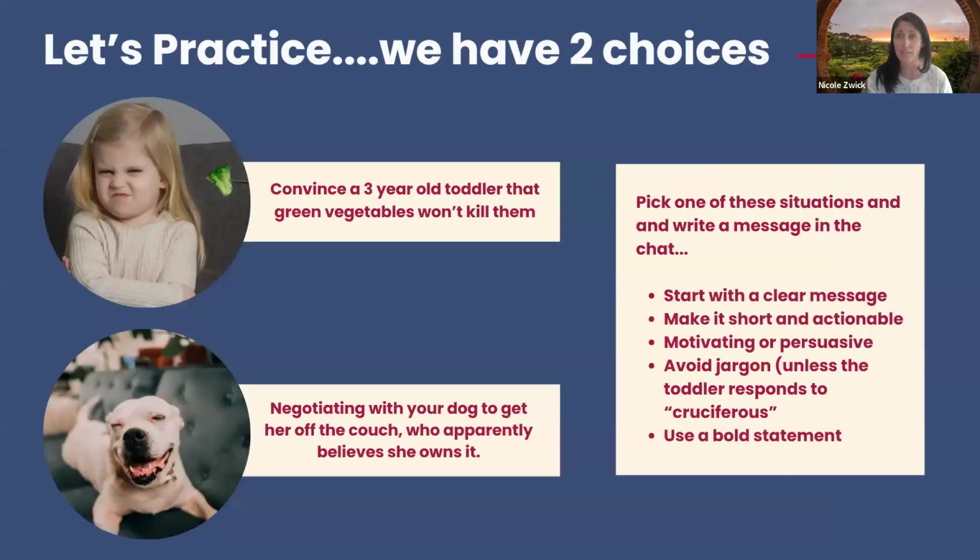So let's go ahead and try. We're going to do a fun little exercise. We all have had to do some tough convincing of a message, of an actionable statement, to someone. So here we have some of the toughest crowd. We have a toddler. We're trying to convince the 3-year-old toddler that green vegetables won't kill them. And then we're also trying to negotiate your dog to get off the couch, who really believes that they own it. So take a few minutes to either write in the chat or you can even just come off mute. Talk about what are some quick messages that you could say using these things.